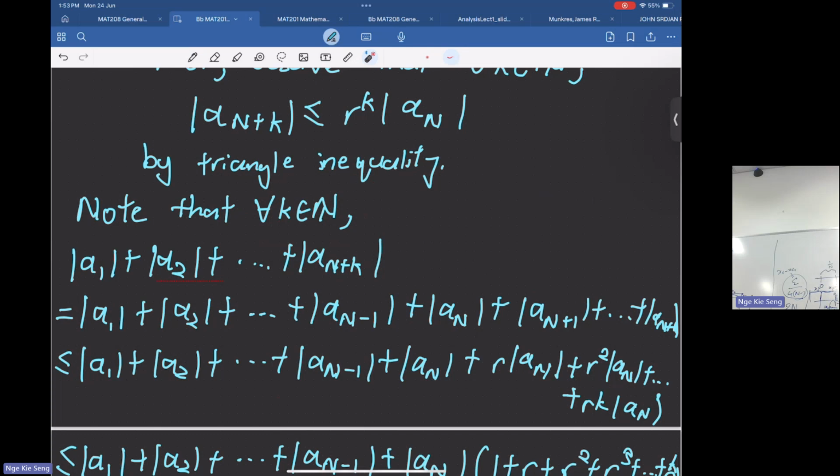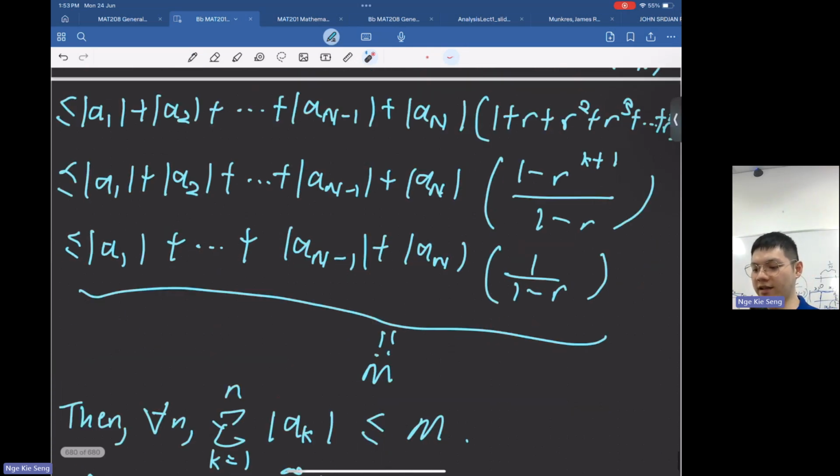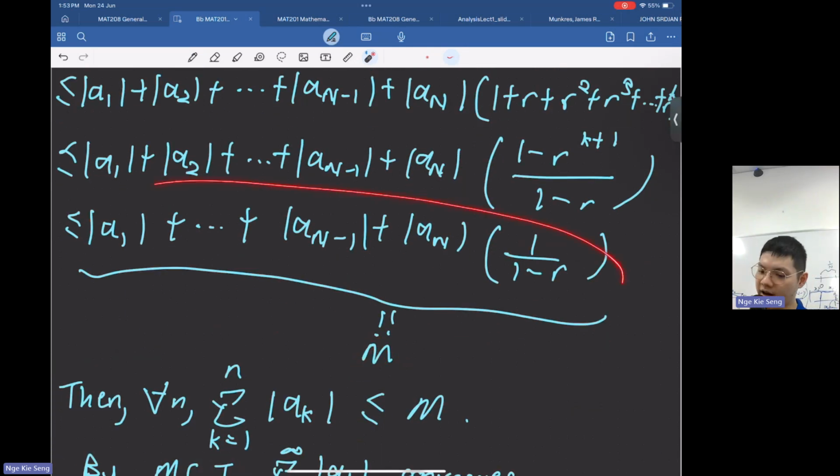What is this k doing? This k is increasing the n we have here. n plus 1, n plus 2, n plus 3, n plus 4, n plus 5, n plus 6. All these are less than this M here, this finite number. Okay or not? Make sense?